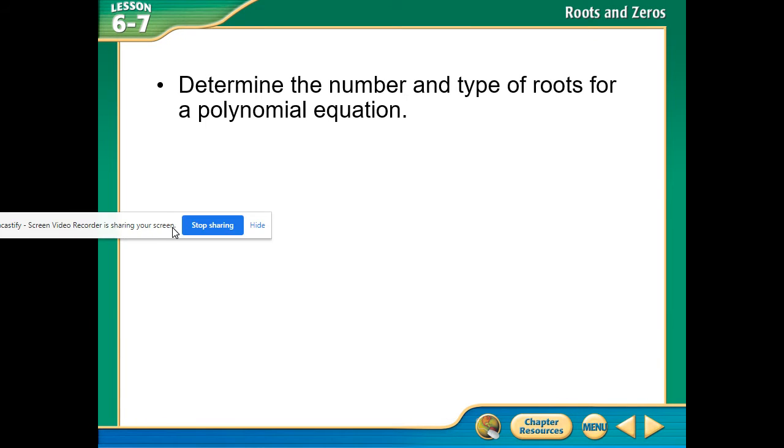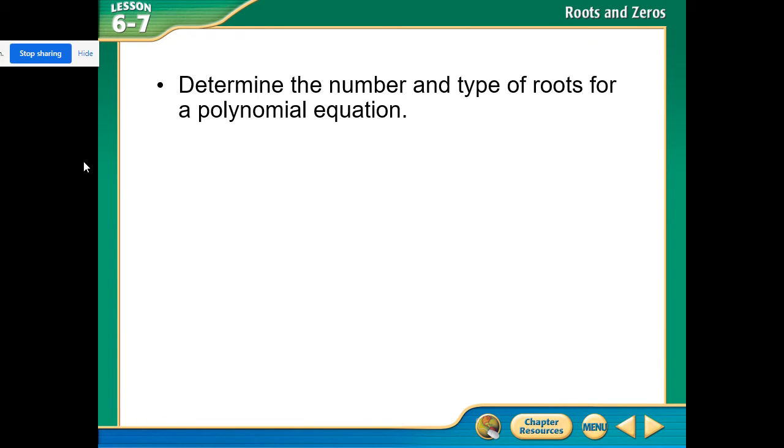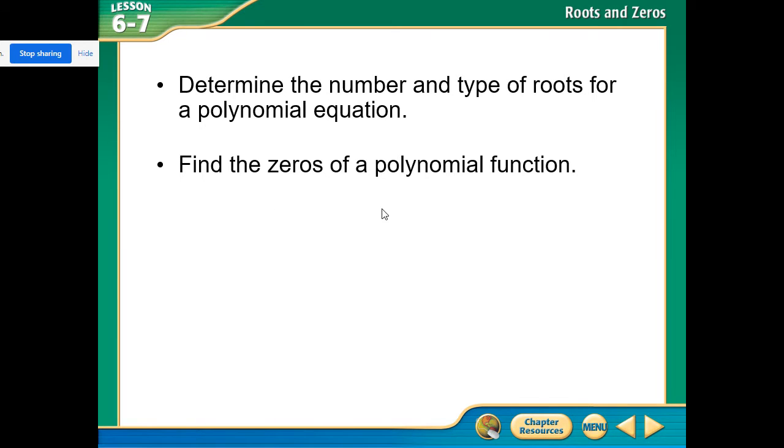All right, we're continuing on with our solving of polynomial equations. So we're going to determine the number and the types of each of our polynomial equations. And then we're going to find some zeros for polynomial functions or equations. Now, I need to do some definitions for you.